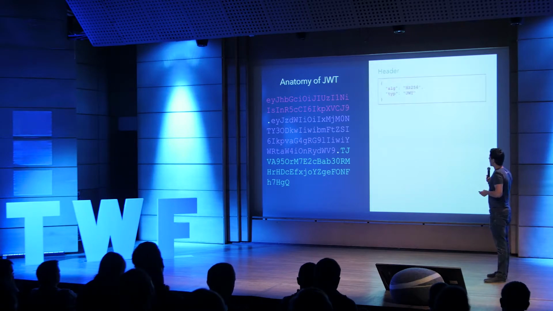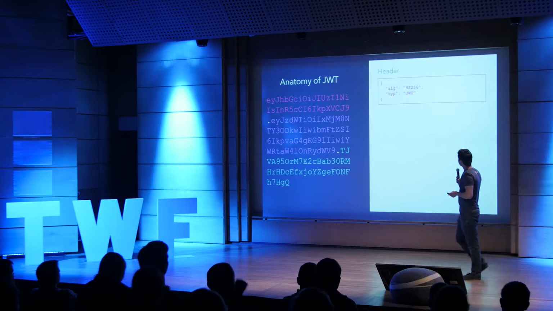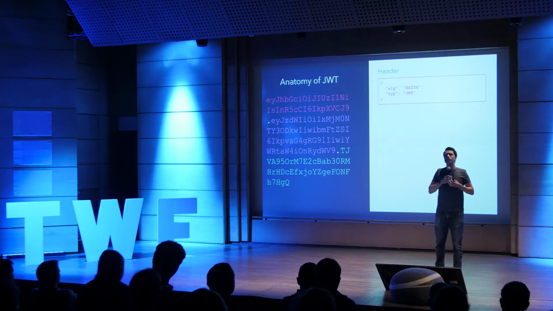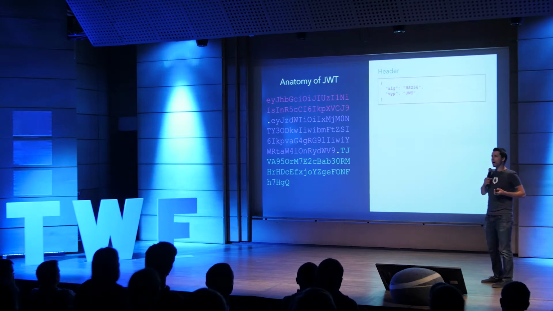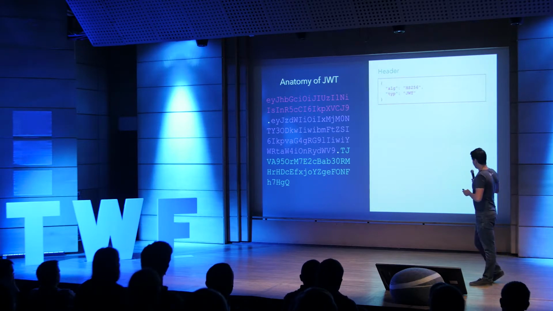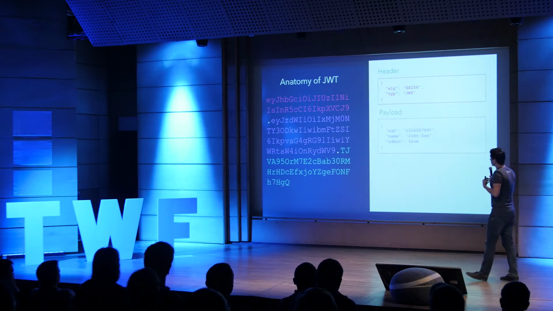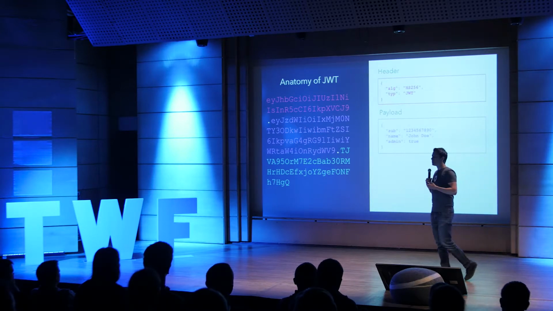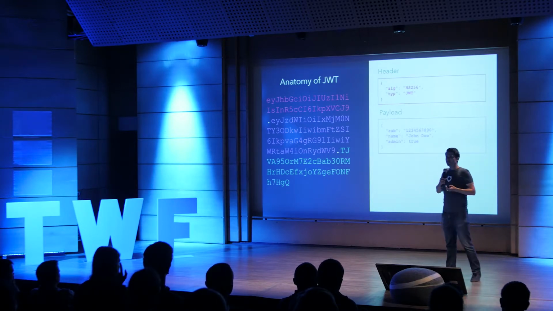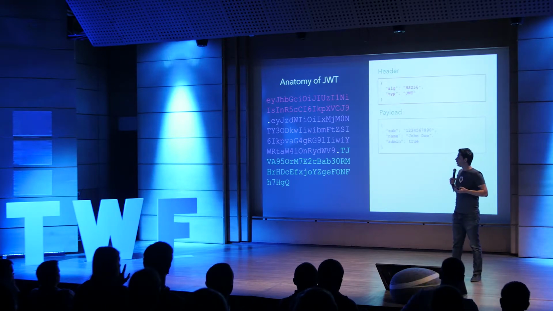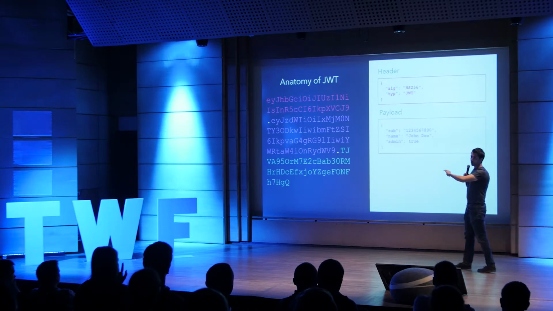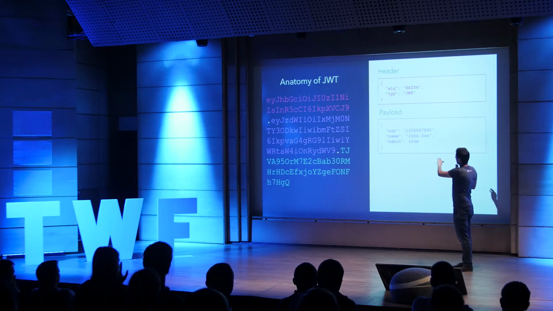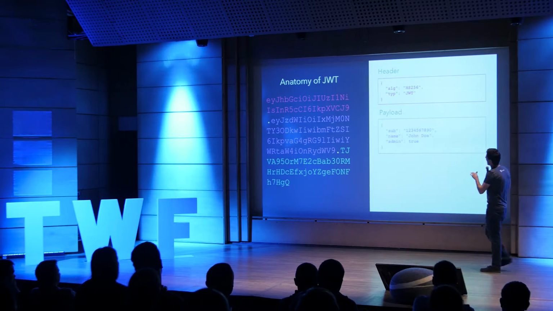The first part is the header. The header contains information about the token. It's going to contain information about the algorithm that was used to sign the token, and it's going to say that it's a JSON Web Token as well. The next is the payload, and this is the meat of the token. This is where the information about your user, the claims about your user, are held. In this payload, we've got three claims. These keys on this object are claims: sub for subject, name, and admin.